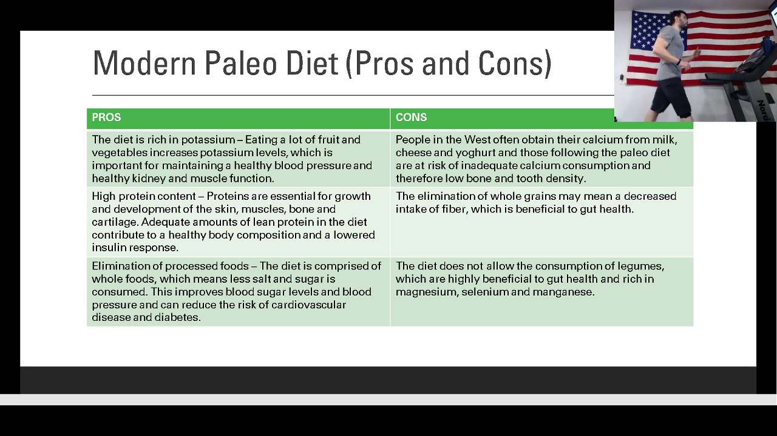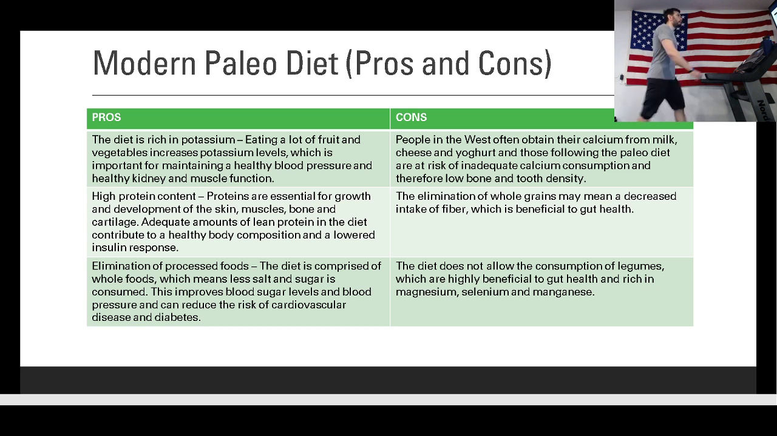But flipping back over to the pros, high protein content, right? I told you a majority of the paleo diet is high protein. So proteins are essential. I mean, proteins do so much for you, right? They're essential for growth and development of your skin, muscles, bone, your cartilage. Consuming adequate amounts of lean protein contributes to a great healthy body composition and lower insulin response. Protein and carbs is what balance one another out, if you didn't know that actually. But yeah, protein is great.